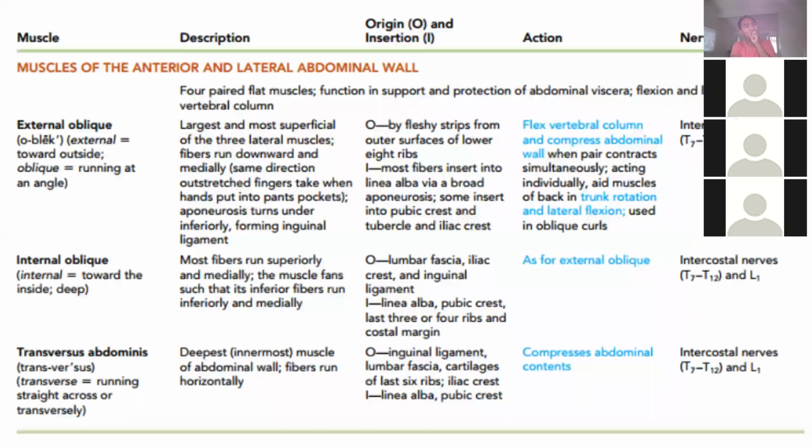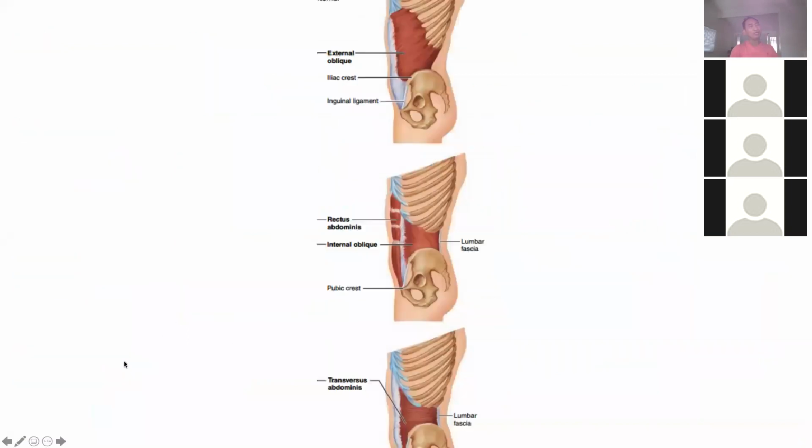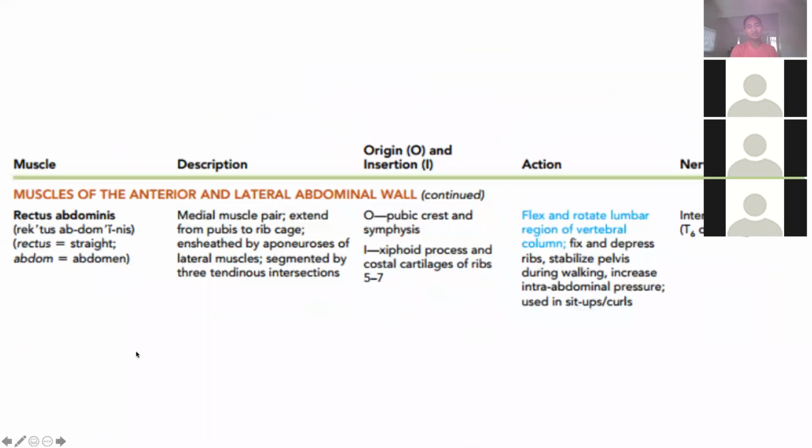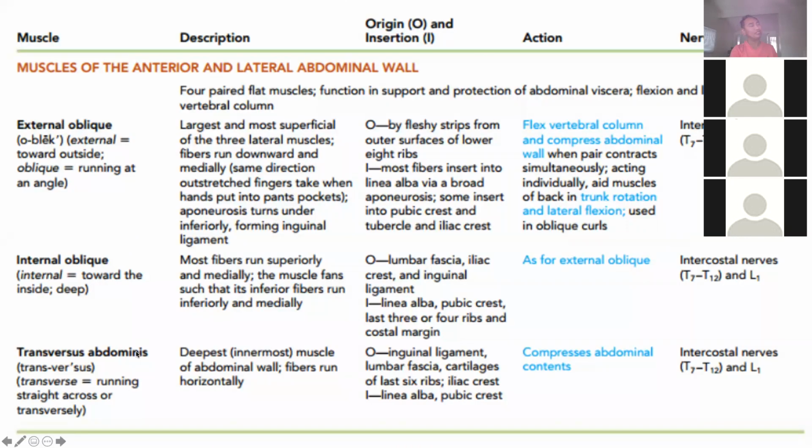So, hey, what are these? These are the muscles of the abdomen. External oblique, internal oblique, and transversus abdominis. You know this already. These are the muscles of the anterior abdominal wall: external oblique, internal oblique, and transversus abdominis. In the middle, we have the rectus here. Yeah, so let's not go to the rectus yet.